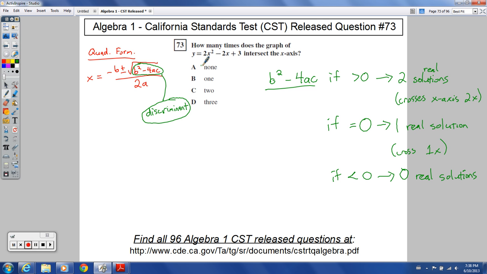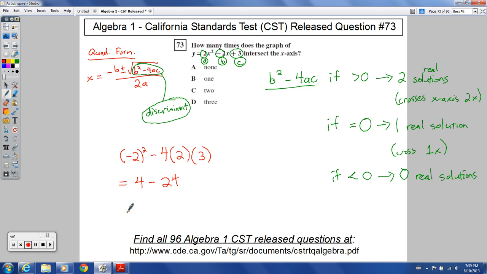So let's figure it out. Let's look at this and see what we got. So my a value is 2. It looks like this is already in the y equals form, and then you've got the rest already in order for you. So a is 2, b is negative 2, c is positive 3. What's the discriminant going to be? I'll go with red again. I've got b squared, so negative 2 squared minus 4 times a, which is 2, times c, which is 3. This is going to equal 4 minus, this would end up being 8 and 24.